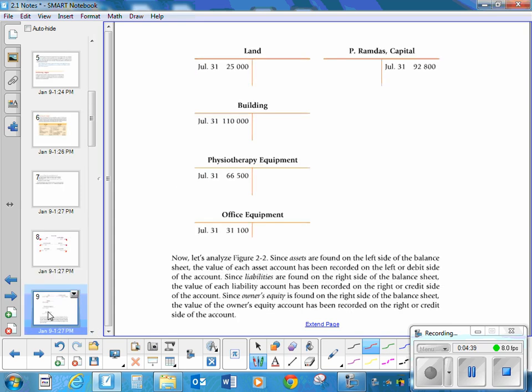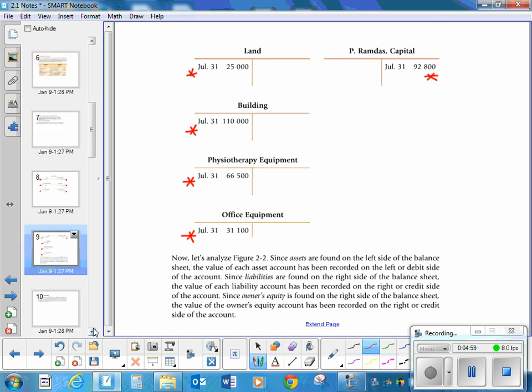Your land is an asset, so it has to go on the left side. Building is an asset on the left side. Physiotherapy equipment is an asset, left side. Office equipment, asset, left side. P. Ramdas Capital, however, is an equity, which is on the right side. Okay, so what we've done there is we've just put in the opening balances to each ledger.